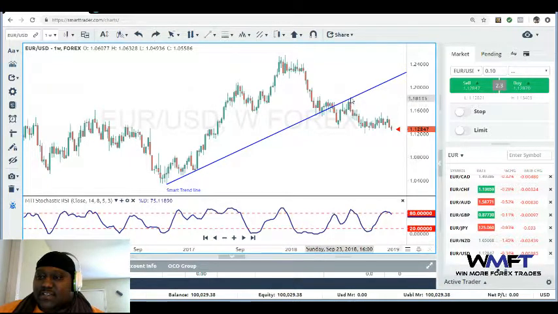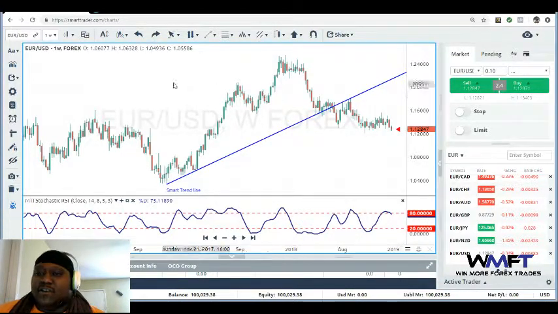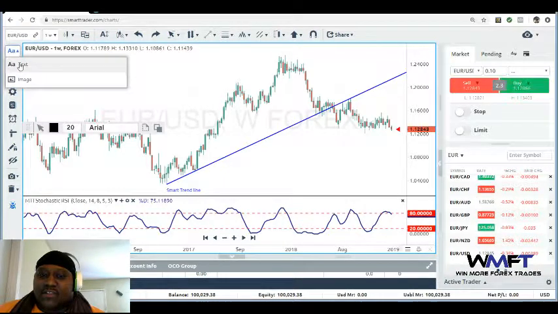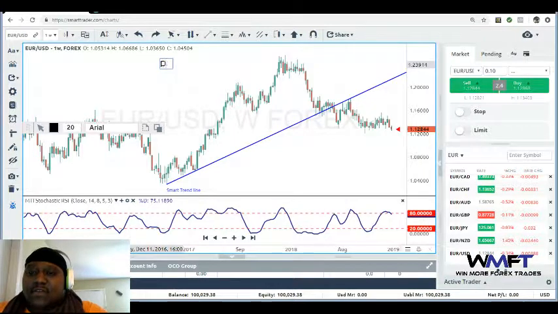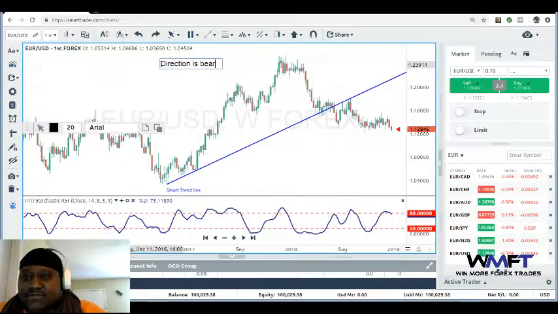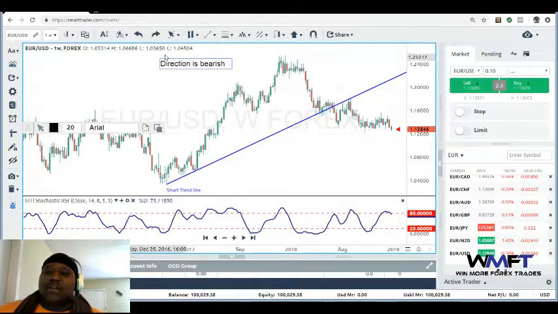We tested the backside of the trend line, and now the market is kind of moving sideways in the sell zone. So the direction is bearish. That is the overall direction.